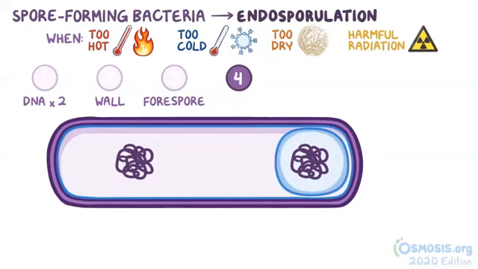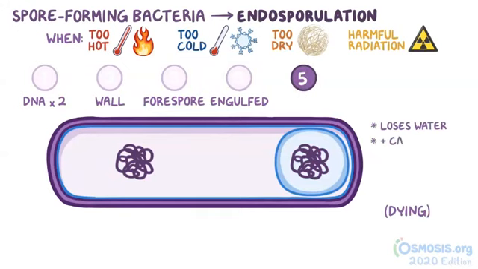Next, the forespore gets completely engulfed by the mother cell, sort of like a cell within a cell. Finally, inside the dying mother cell, the forespore loses water and accumulates calcium, and at the same time gets wrapped in the super tough cortex from the dying mother cell.